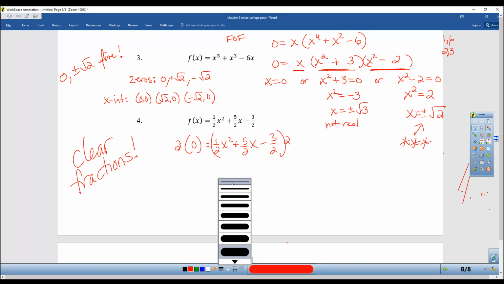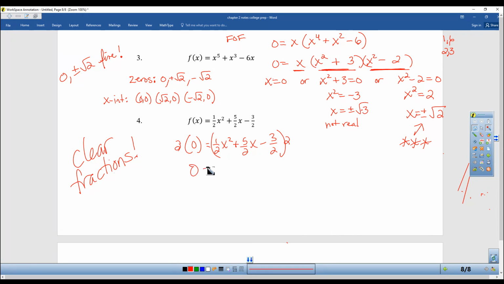So I clear the fraction. I get 0 is equal to, I'm going to distribute that too. 2 times 1/2 is x squared. 2 times 5/2 is 5x. And 2 times 3/2 is -3. Why was I able to do that? Because 3/2 times 2 is really times 2 over 1, which would give me 6 over 2, which is 3 if you want to see it long ways. But most people just do this and then jump straight to the 3. That's how you clear a fraction.